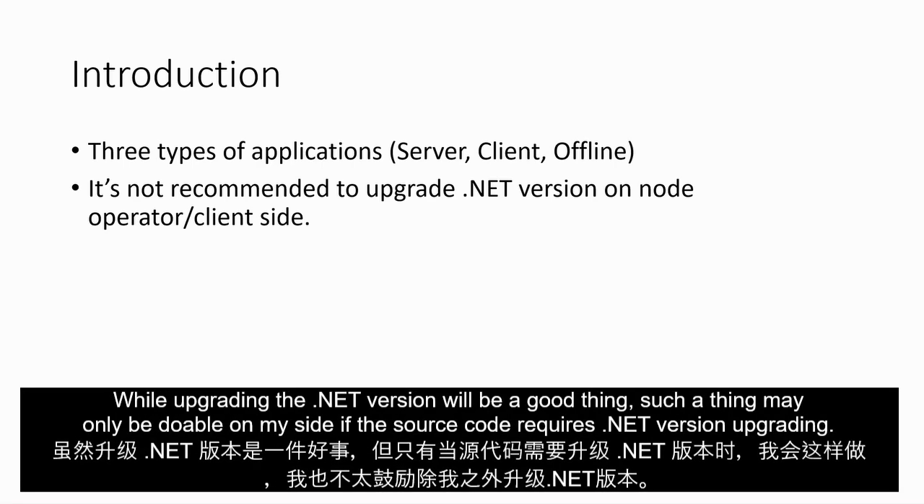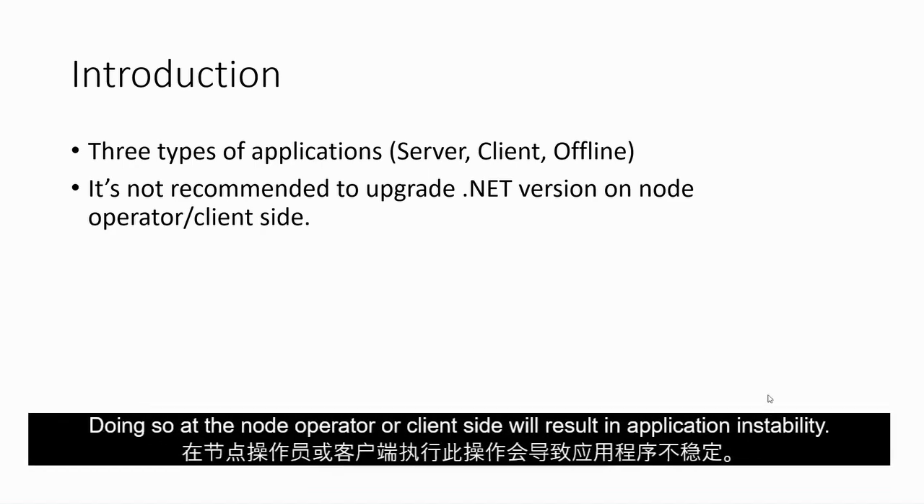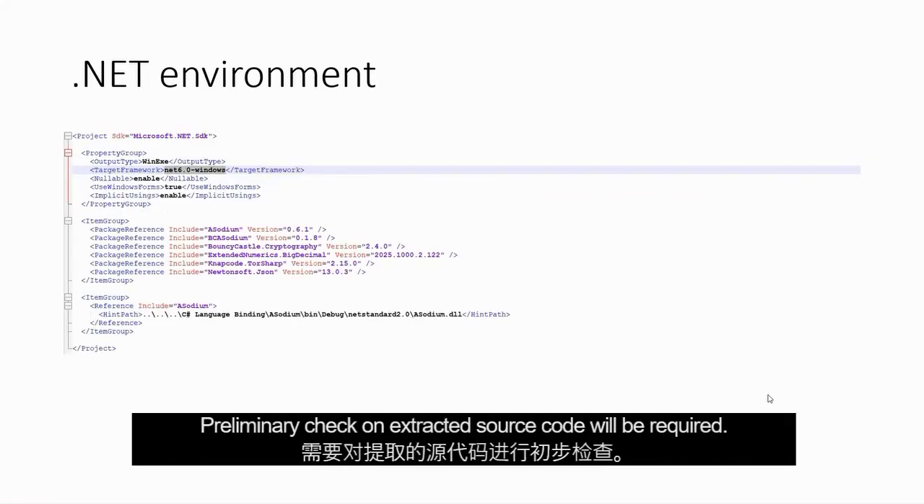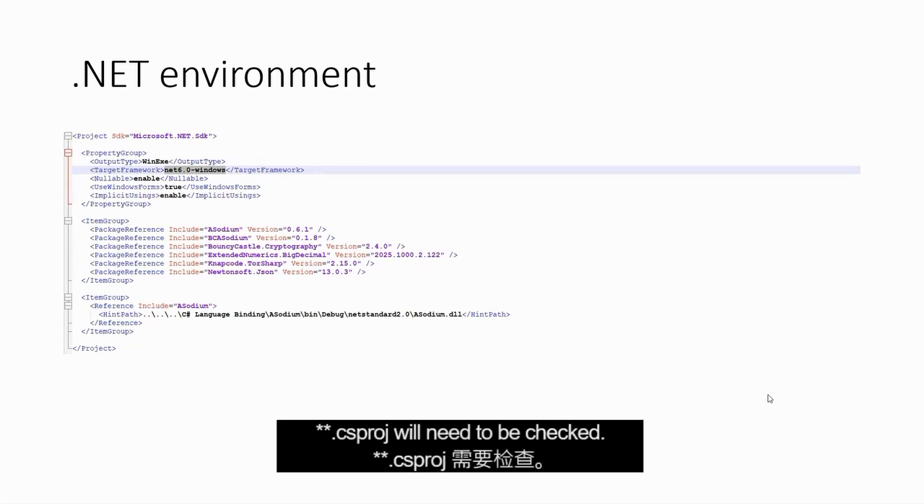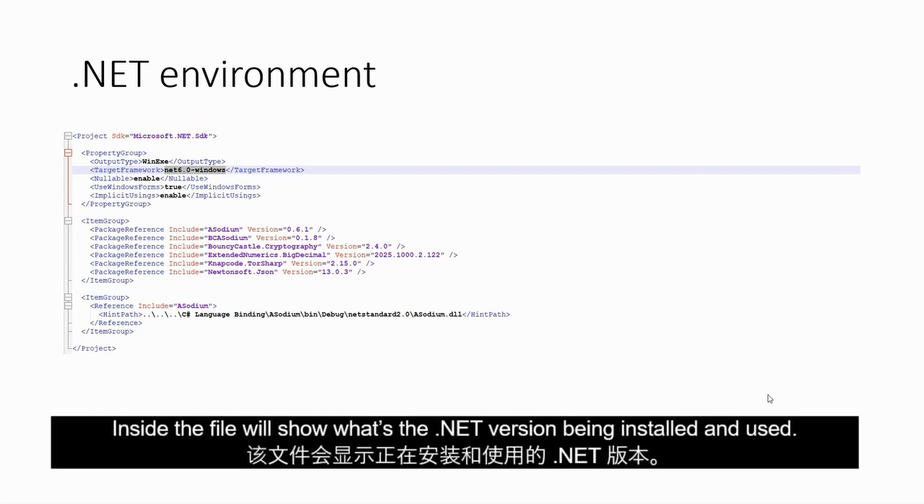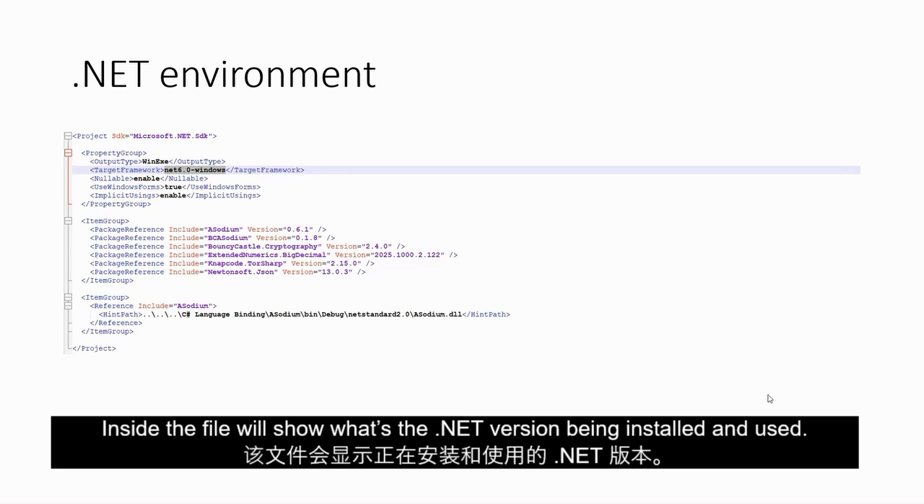While upgrading the .NET version would be a good thing, such a thing may only be doable on my side if the source code requires .NET version upgrading. Doing so at the node operator or client side will result in application instability. A preliminary check on the extracted source code will be required. Any .csproj file will need to be checked. Inside the file will show which .NET version is being installed and used.